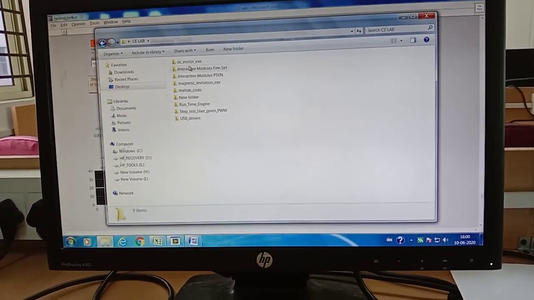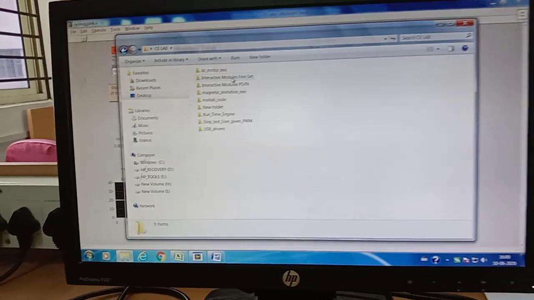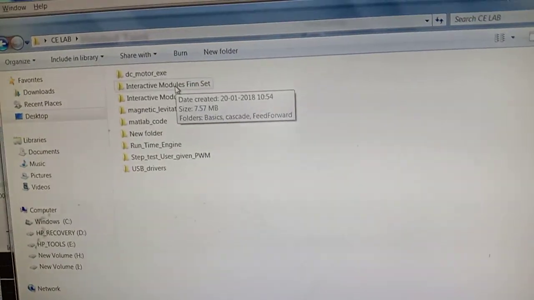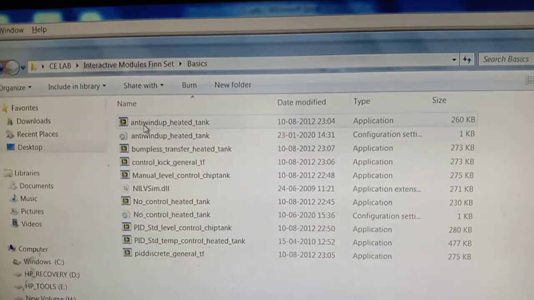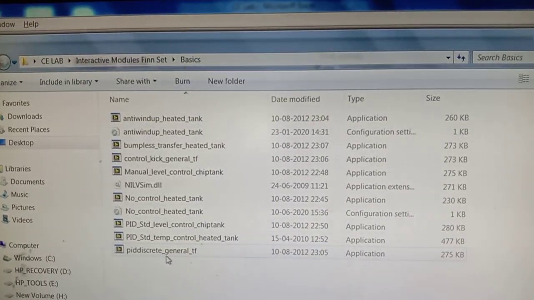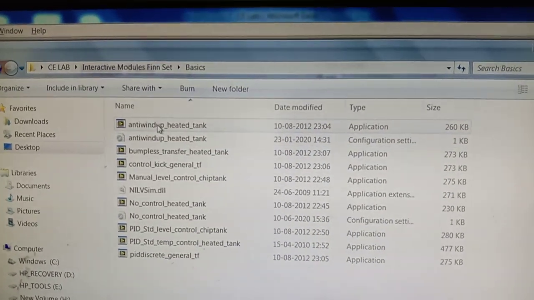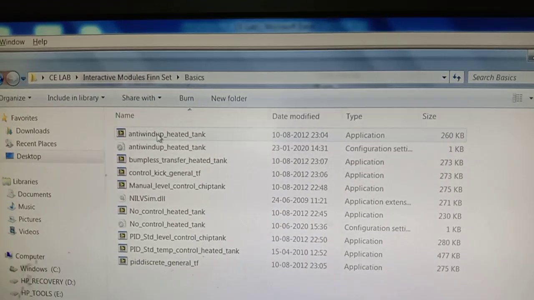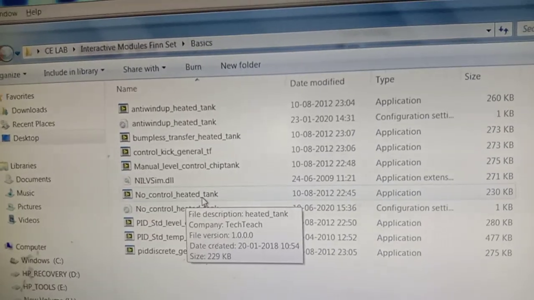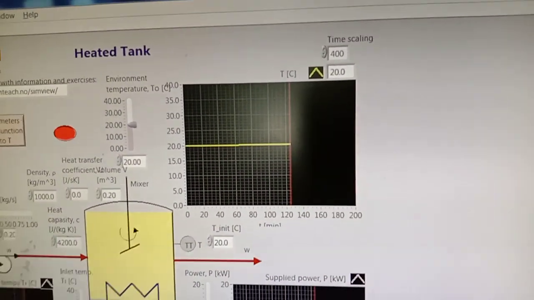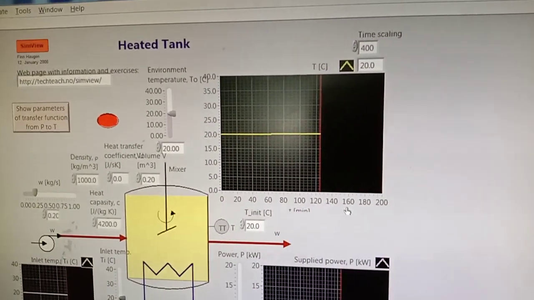You will get this experiment in your control engineering software. Here you have to go to interactive modules, FinSet. In that you have to go to basics. Here you can find some of the thermal experiments. So in the thermal experiments, today we are discussing the no control heated tank, so we have to select that.